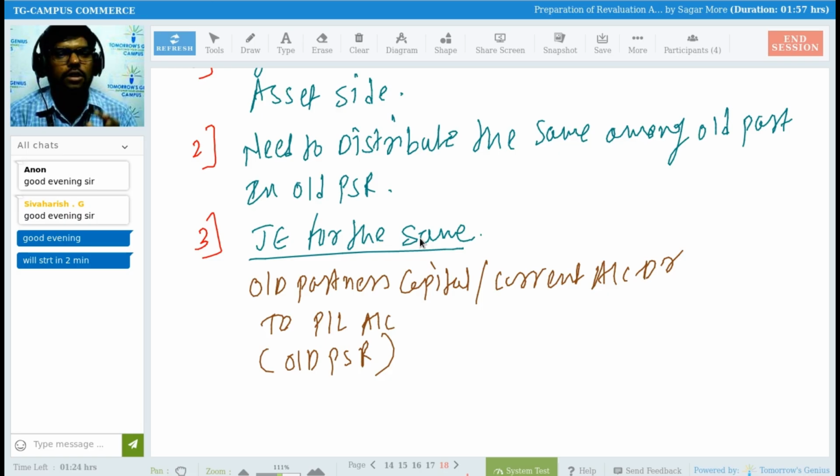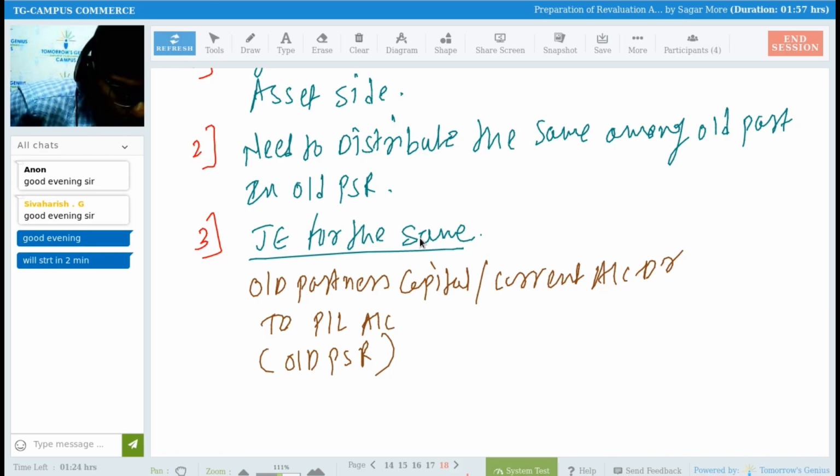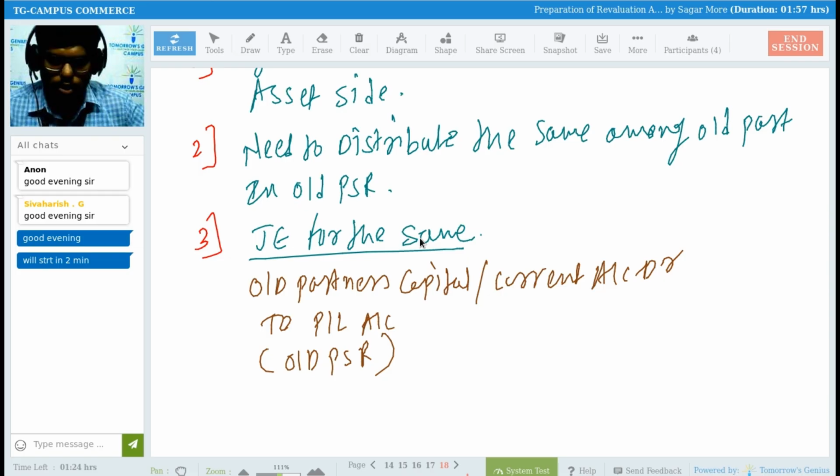This is the concept. I have explained the concept as well as which journal entry we are supposed to pass, right? Sadhna, Dhanishri, Shivarish, I hope you understood this concept as well as which entry we have to pass. I have explained the reason as well. Understood, sir. Okay, good. Now we have to apply the same and see the questions for that.